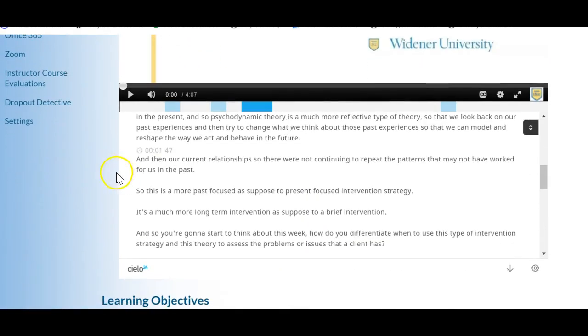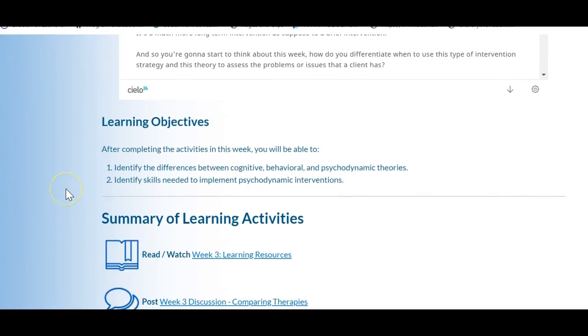Going quickly into the introduction this week. Learning objectives are to be able to identify the differences between cognitive, behavioral, and psychodynamic theories, and to identify skills needed to implement psychodynamic interventions. And as you go along, I'd really like you to continue to focus on the abstract pieces of the theories. So as you begin to think about interventions, think about how the workers, how the practitioners are using the concepts of the theories to carry out the interventions.